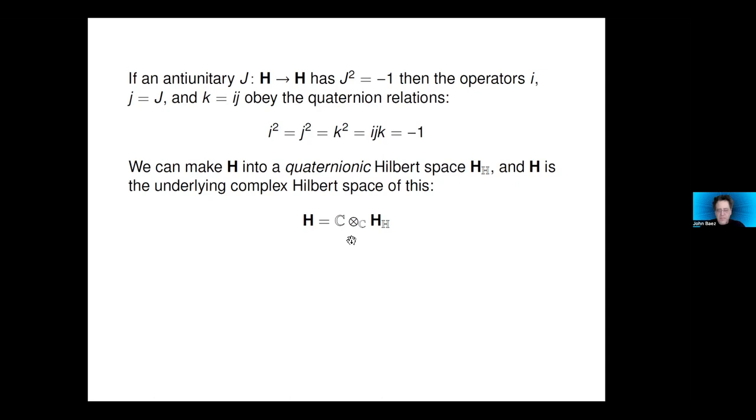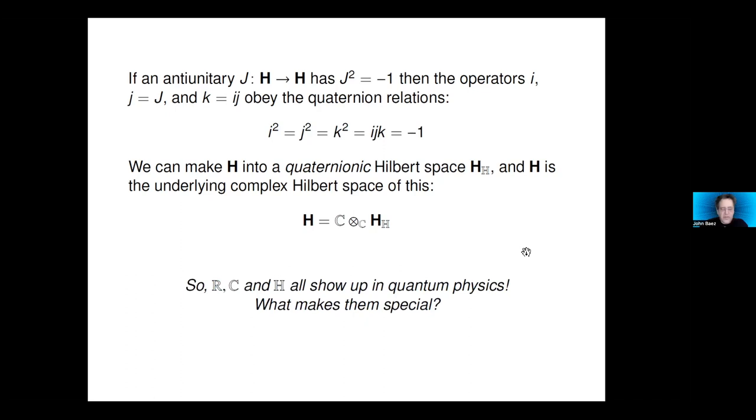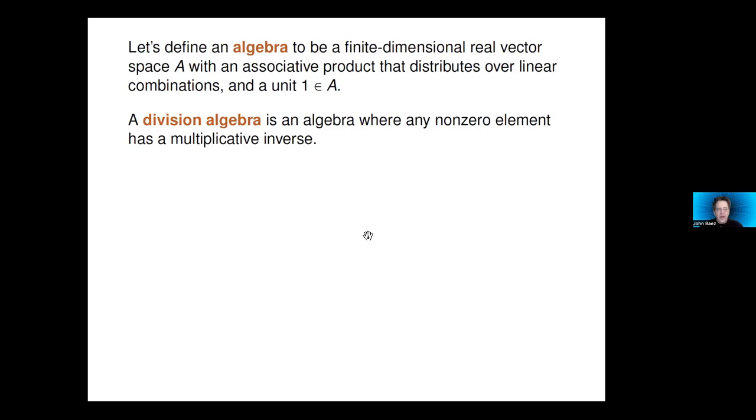So the real numbers, the complex numbers and the quaternions all show up in quantum physics. I had been wondering for years, why did nature pick to use complex Hilbert spaces instead of these other two? And then eventually I realized that it actually has picked all three. They're all there. So why are those three special?